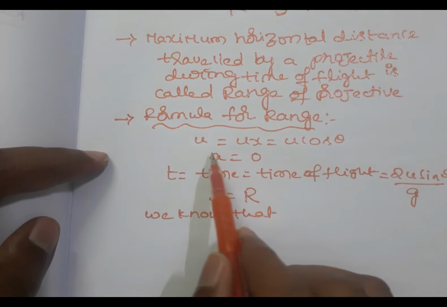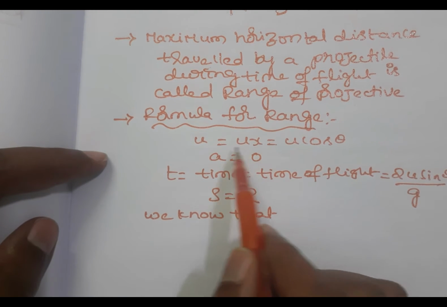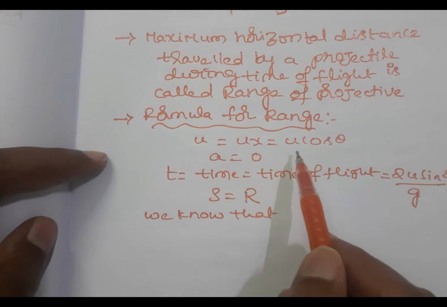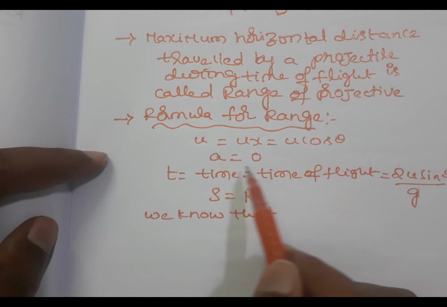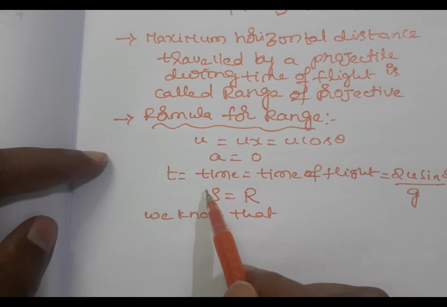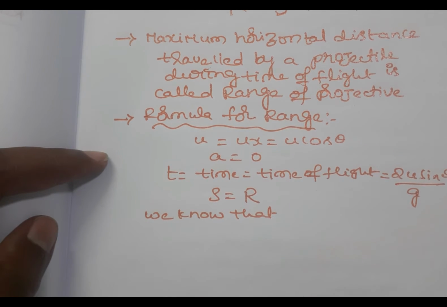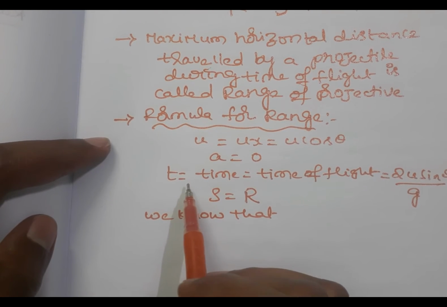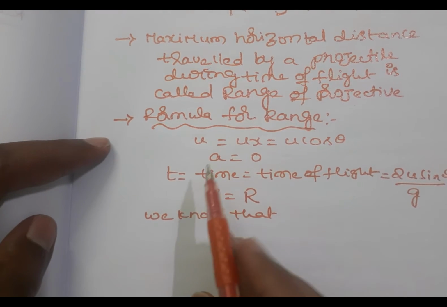As the range is concerned with horizontal distance, we take the horizontal component of initial velocity, u cos theta, along the horizontal direction. The horizontal component of velocity is uniform, or constant, so acceleration is 0 along the horizontal direction, and time is taken as the time of flight. So the time taken by the projectile to travel the range is the time of flight.